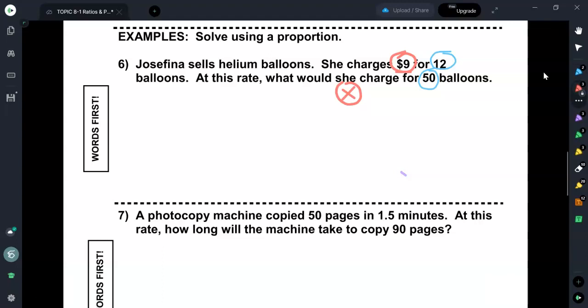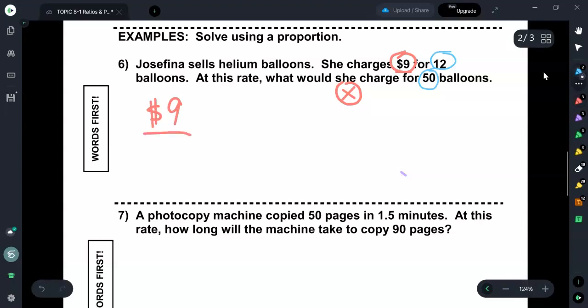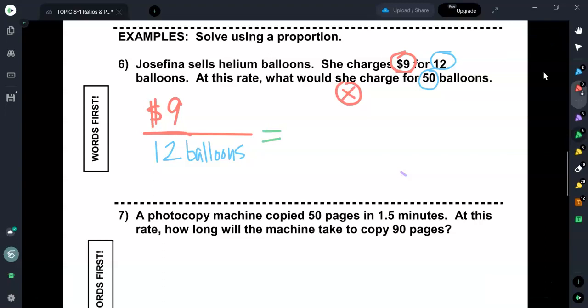What would be our first ratio? Well, we know that she's going to charge $9 for every 12 balloons, okay? And this is our balloons. I'll actually write out balloons. Let's just go all out here, shall we? So it's $9 for every 12 balloons. If I want to use this to make a prediction, the question is asking, how much would she charge for 50 balloons?